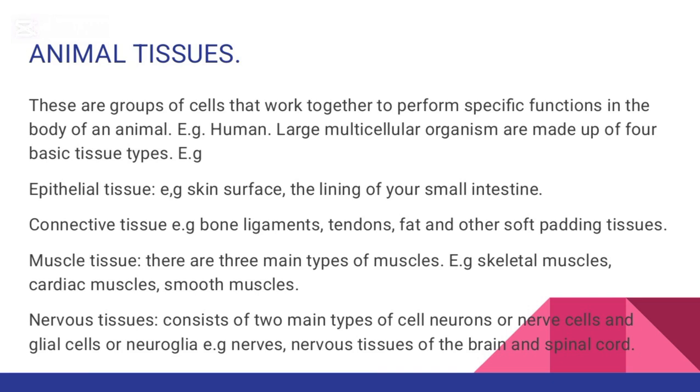So nervous tissue is the last animal tissue we have. They consist of two main types of cell: neurons or nerve cells, and glial cells or neuroglia, e.g. nerves and the nervous tissues of the brain and the spinal cord.